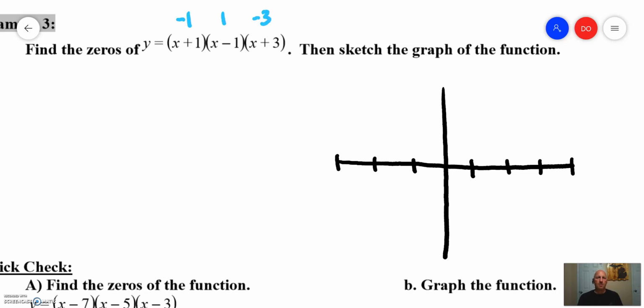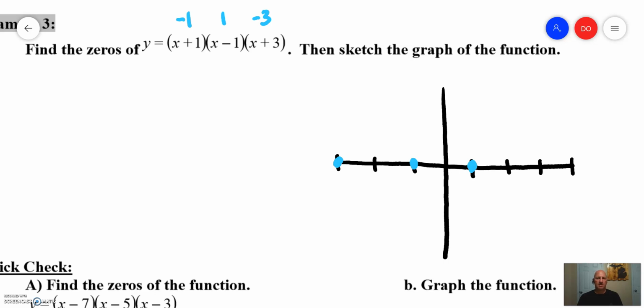So hopefully you know by now that zeros of a function are called zeros because these are the inputs that will give us outputs of 0. Which means on a graph, this is where the curve is going to hit the x-axis. So I'm going to have a dot at 1, at -1, and at -3. So that's really where my graph's going to cross the x-axis. Now I need to know what's happening between these zeros.